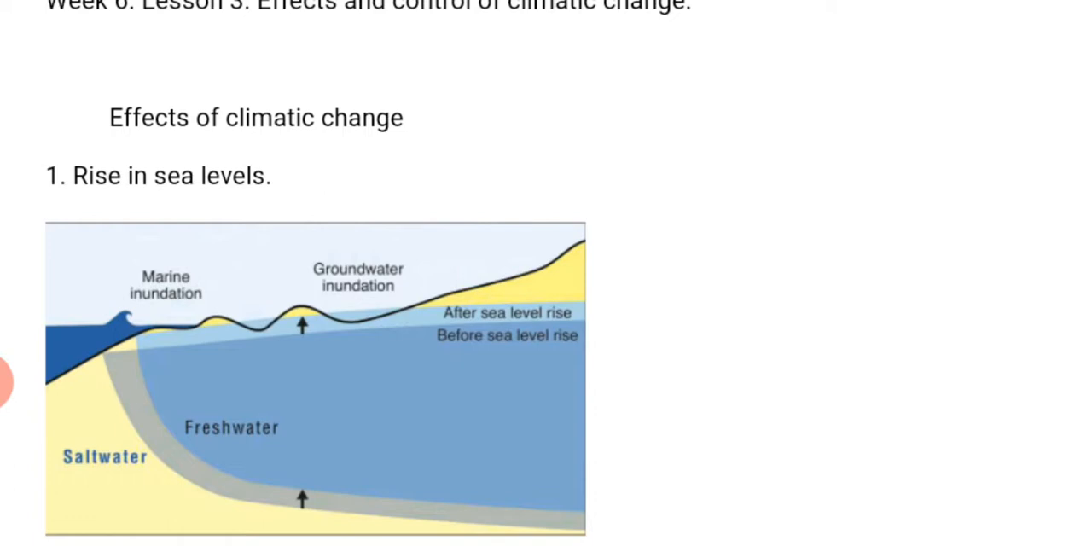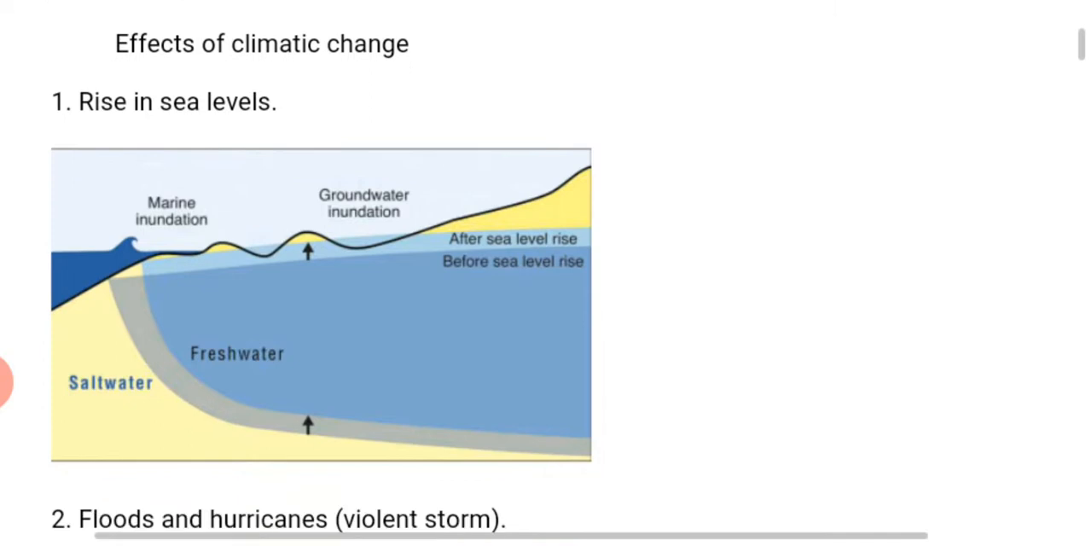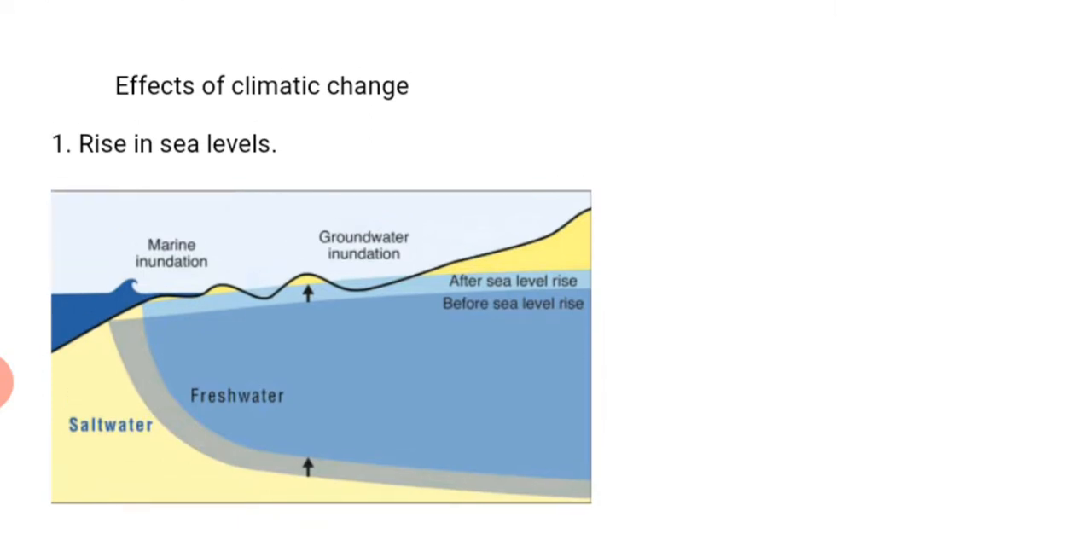Number one is rise in sea level, that is the increase in the level of the sea. If you look at the picture before us, the water will increase due to the climatic change. There is a large increase in the water level. It has increased beyond its normal sea level. That is, there is increase in the level of the water.